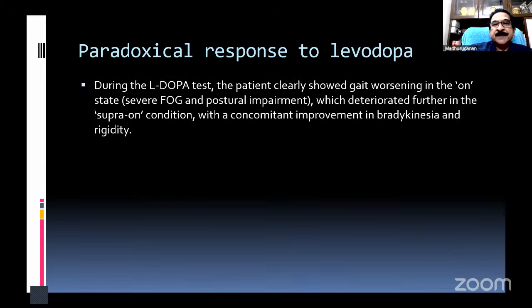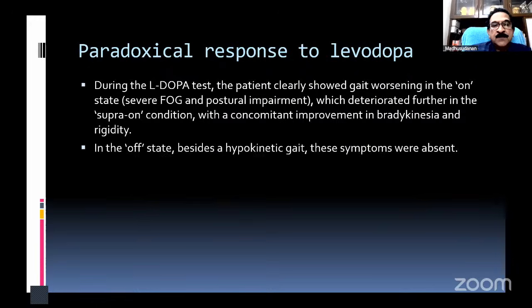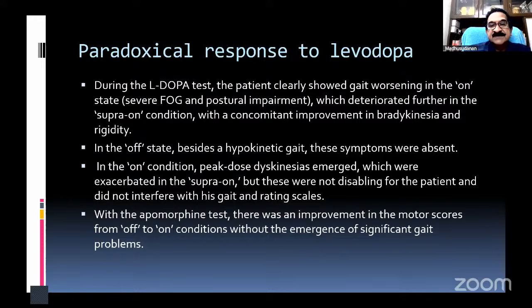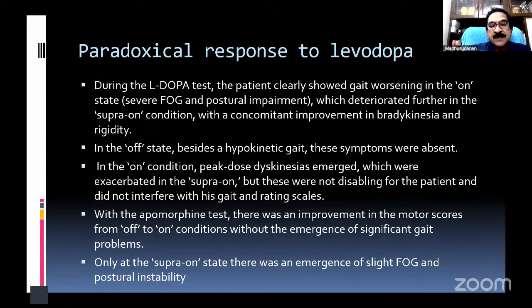During the L-DOPA test, which clearly showed gait worsening in the on state, which deteriorated further in the supra-on condition, with concomitant improvement in the bradykinesia and rigidity. In the off state, besides hypokinetic gait, these symptoms were absent. In the on condition, peak-dose dyskinesias emerged, which were exacerbated in the supra-on phase, but these were not disabling for the patient and did not interfere in the gait and rating scales. With the apomorphine test, there was improvement in the motor scores from off to on. Only in the supra-on state was there emergence of slight freezing of gait and postural instability.